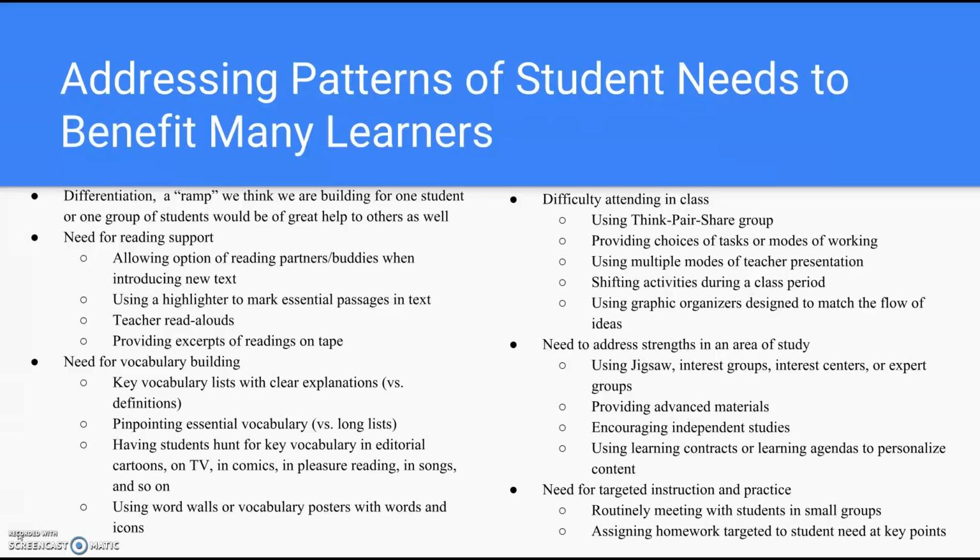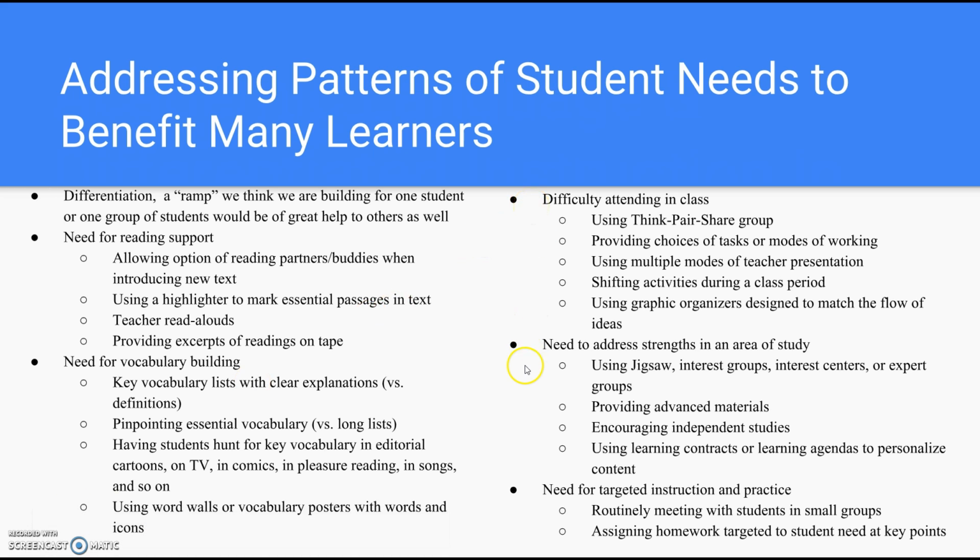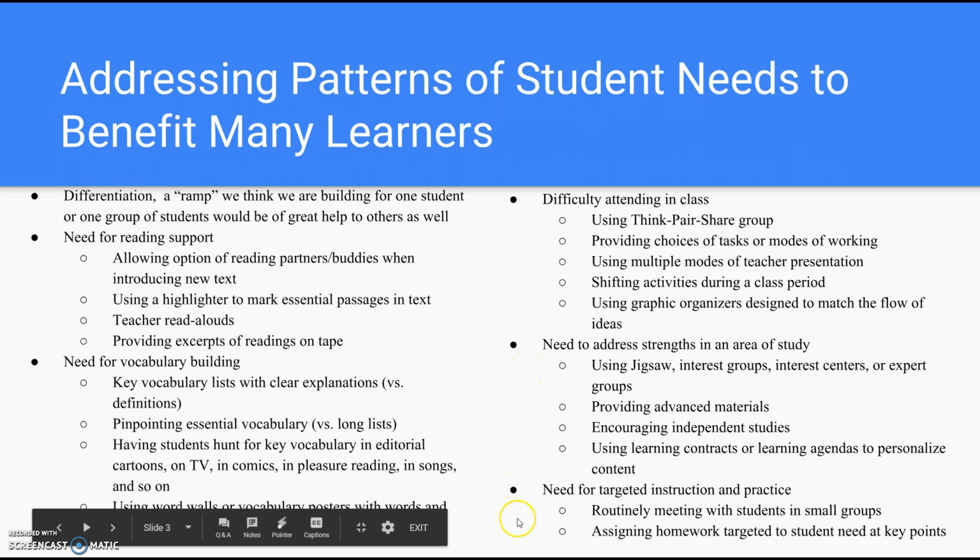And then they talk about addressing patterns of student needs to benefit many learners. So differentiation is more of a ramp that you're building for one student or for a group of students, but really it can benefit all learners. And you're looking not just for, oh, what can I do specifically, but how can you support different groups of students? So for example, students who need support in reading, students who need vocabulary building, students who have difficulty paying attention in class, or have a need to address strengths in one area of study, or need targeted instruction and practice.